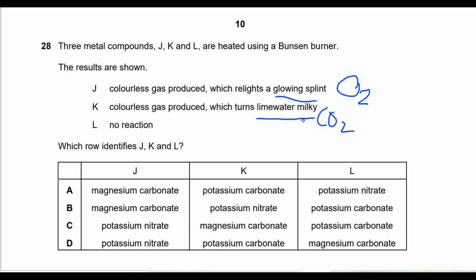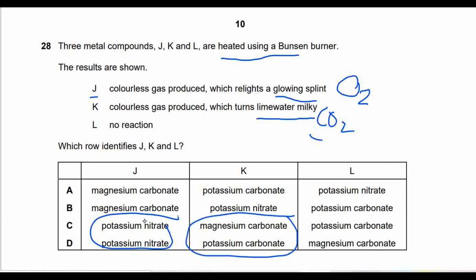L is no reaction. So J, when it's heated, will produce oxygen. So it will be from a nitrate, like potassium nitrate. When it's heated, it produces oxygen. So now K will produce carbon dioxide, so it must have contained carbonate. Well, L, there's no reaction. Now let's check the difference between K and L. K is magnesium carbonate and L is potassium carbonate.